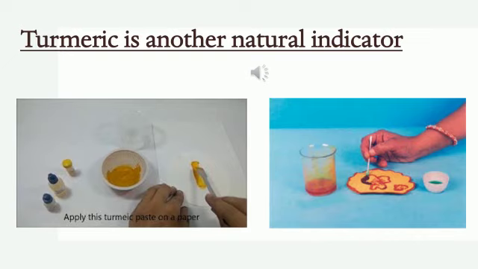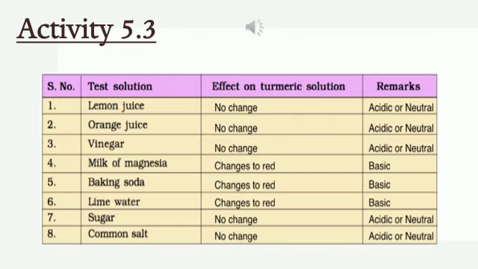Similarly, there are some tests for the solutions listed in the table. I'll come up with that in a further slide. And you need to note down your observation. You may try solutions of other substances also. So now you need to tell me whether this soap solution is acidic or basic. This table shows some of the solutions with the effect on turmeric solution.